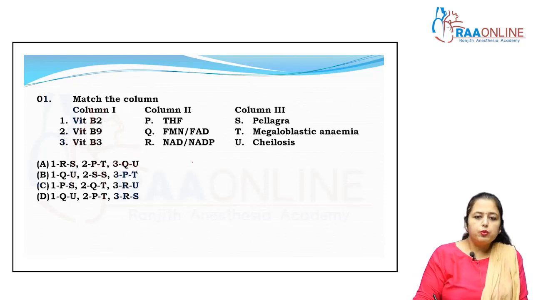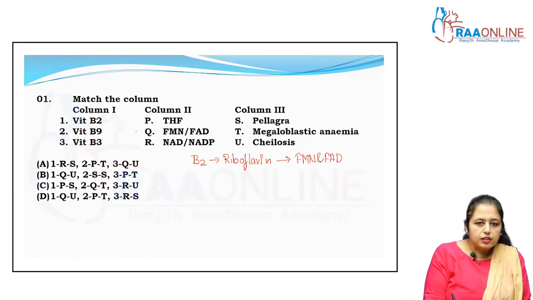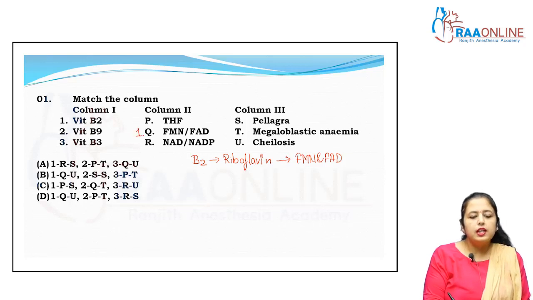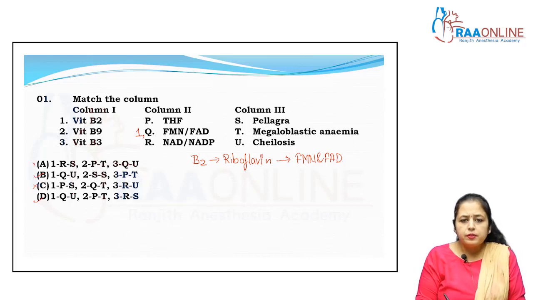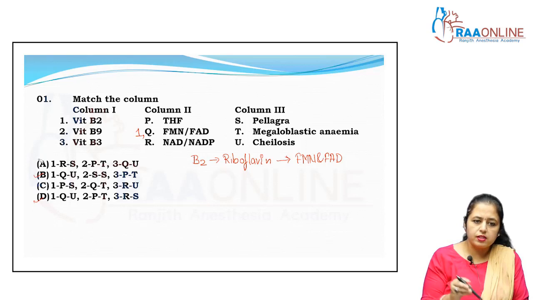So vitamin B2, as we know, is riboflavin, as its name suggests, and it is essential for the formation of FMN and FAD, right? That means one is related with the Q, clear? That is one is related with the Q, that means both these options are there, so they are cancelled here. Now what will happen? The answer is in those options only, right? In A and C there is no chance of the answer, right?